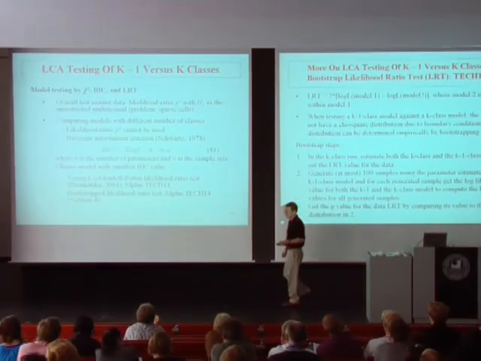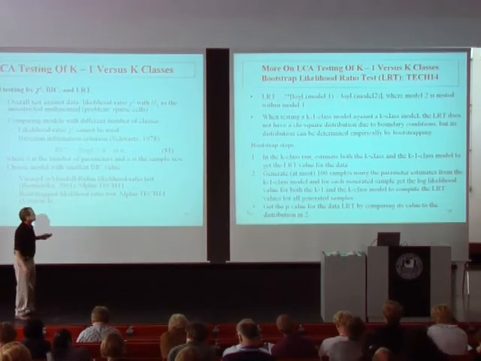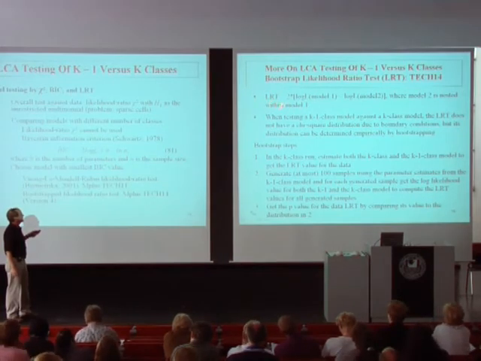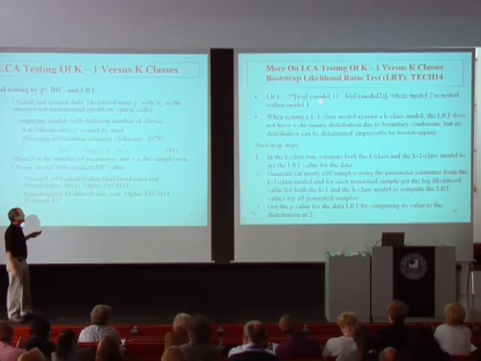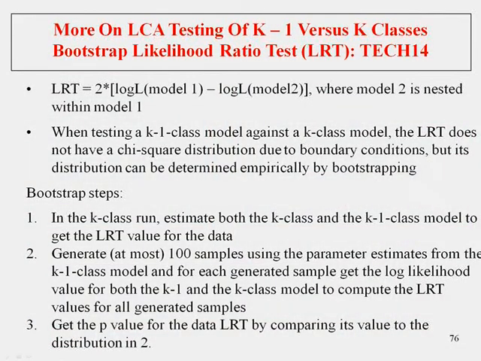And just briefly, talking about bootstrapping here, it's on your slide 76. So we create a likelihood ratio as 2 times the log likelihood for model 1 minus the log likelihood for model 2, where model 2 is nested within model 1. So for instance, model 2 would be a 2-class model, and model 1 would be a 3-class model. And as it says here, when doing that kind of testing, the LRT, that quantity here, does not have a chi-square distribution due to these boundary conditions, probabilities at 0, but its distribution can be determined empirically by bootstrapping.